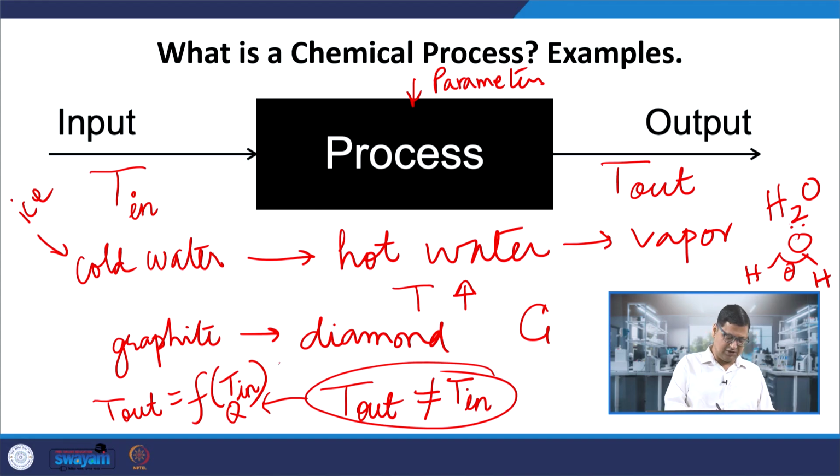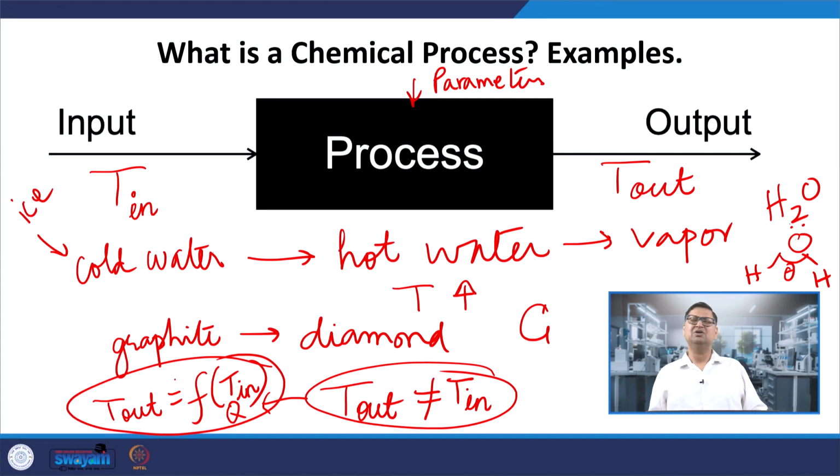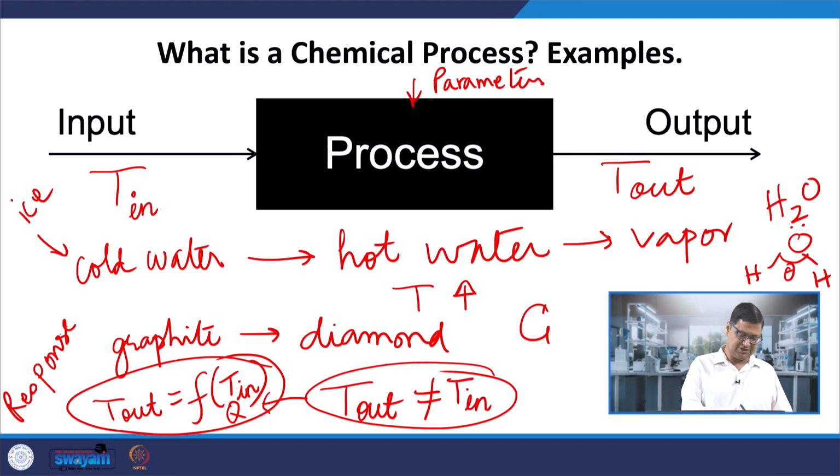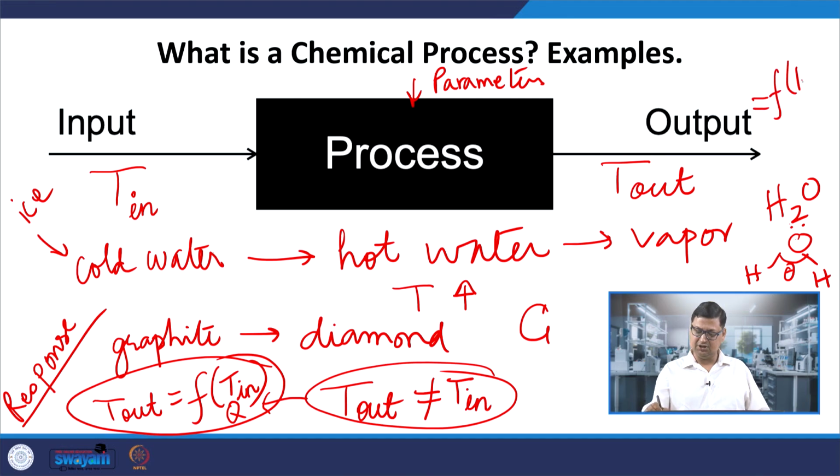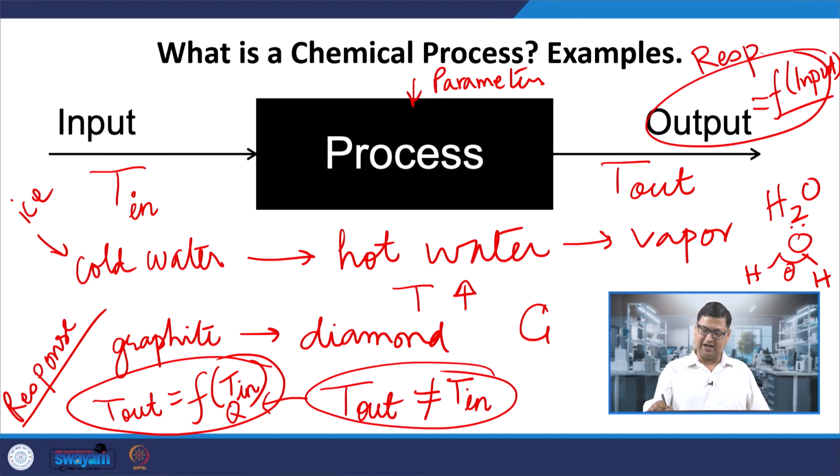And this particular thing, whatever I noted down, I will call the response of the process. So a response is the relation between the output and the input. Whenever I say output is a function of input, this becomes my response. And so far, I am not talking about modeling at all. I am simply talking about a chemical process that is actually happening.